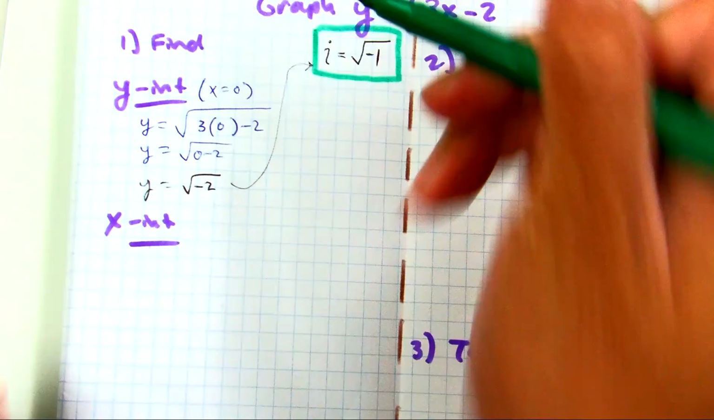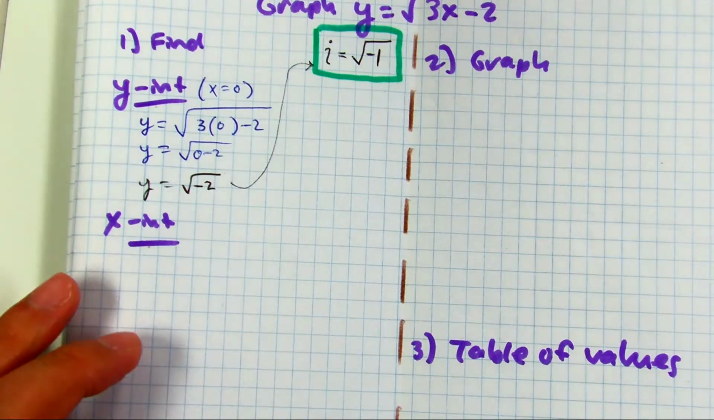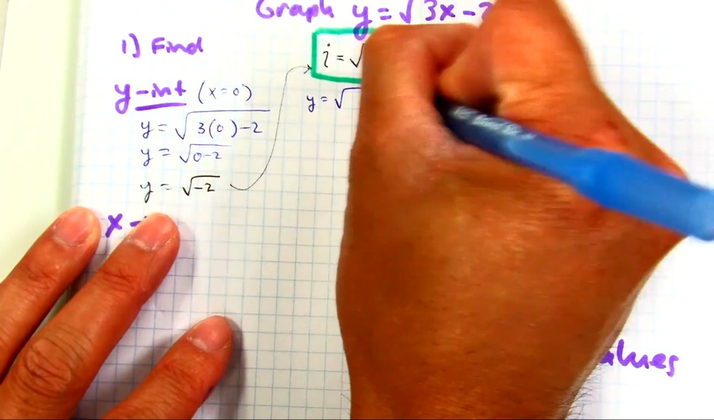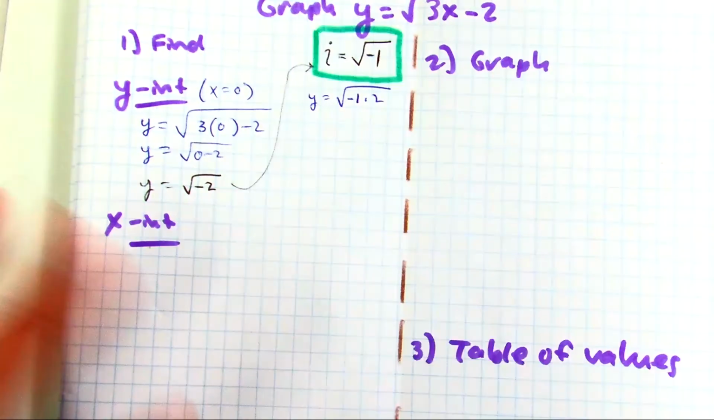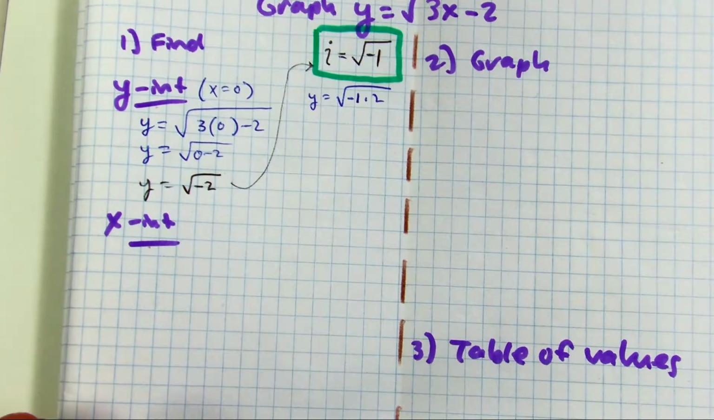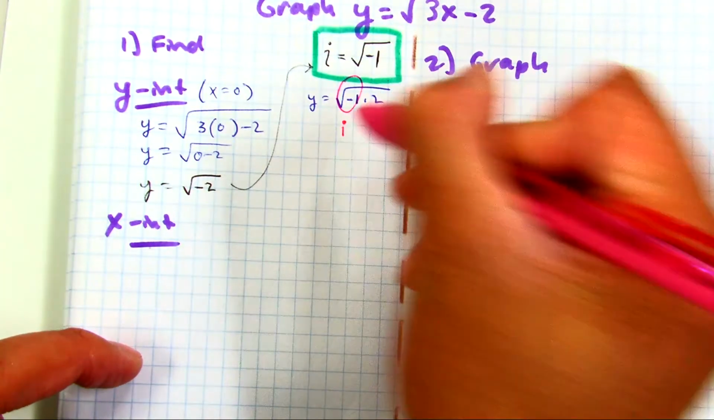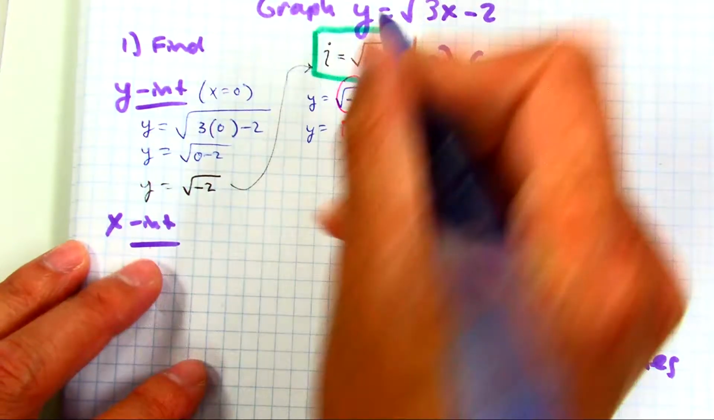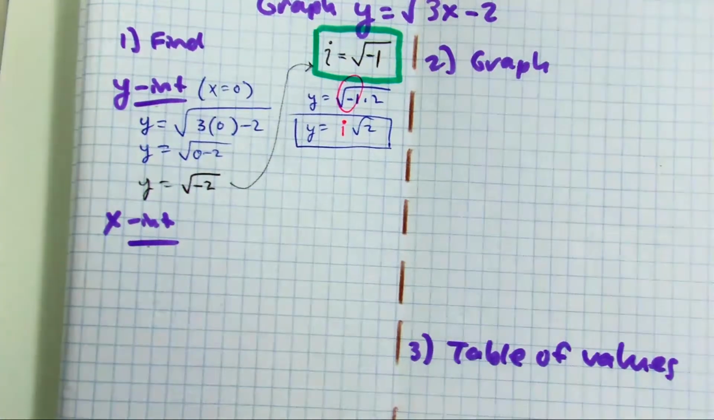Okay. Look. Y equals square root of negative 1 times 2. Then the square root of negative 1 is what? I. Y equals I radical 2. Raise your hand if you got that. Good. Bonus question. Where is I radical 2 on the coordinate plane?